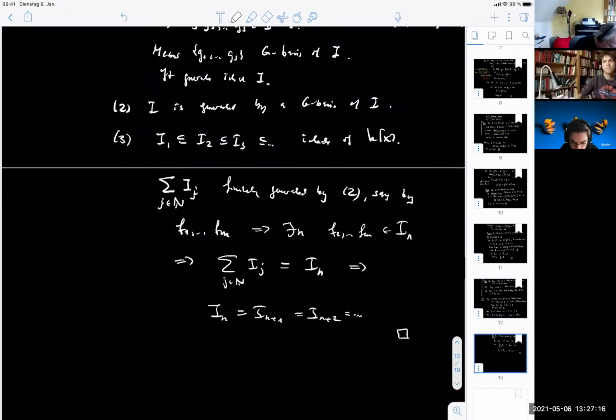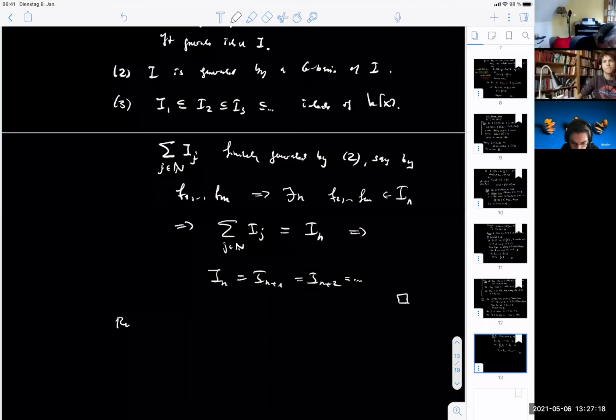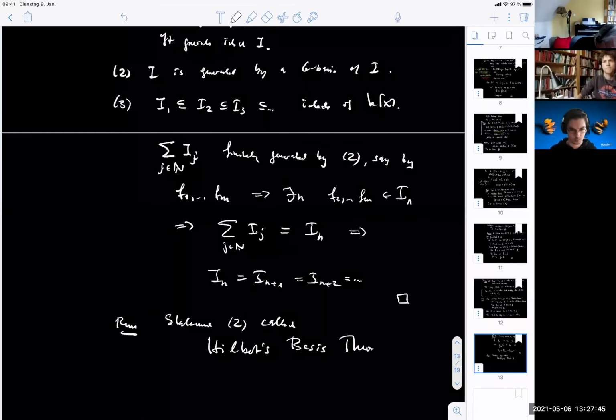So, remark. There are two things that I want to say. Statement 2, every ideal in the polynomial ring over a field is finitely generated, is called Hilbert's basis theorem. Okay. So we proved that.